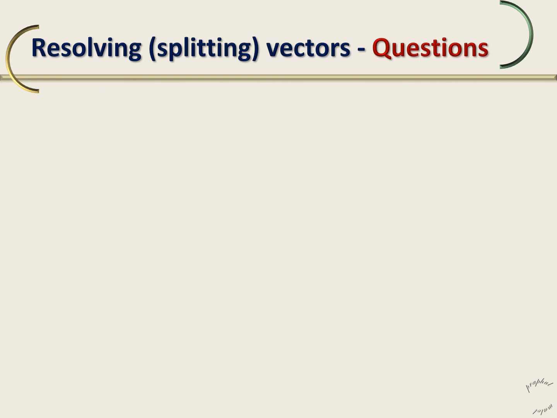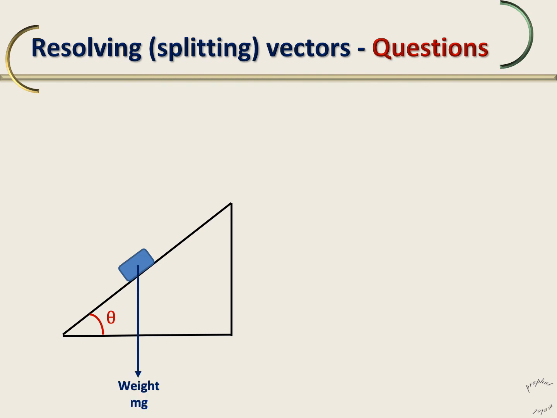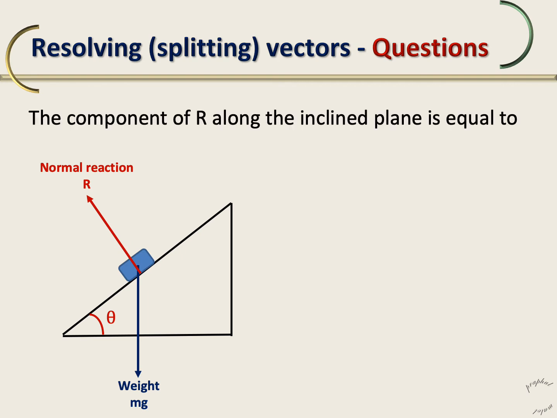Let's do some calculations involving resolving of vectors. It's an important situation in physics, what you call an inclined plane. A body is moving down an inclined plane. The two forces acting on the body are its weight and the normal contact force, or normal reaction, or the push from the plane. Now, the question is, what will be the component of normal contact force along the plane? Means along the direction of the plane, if you split a component for R, what will be the value?